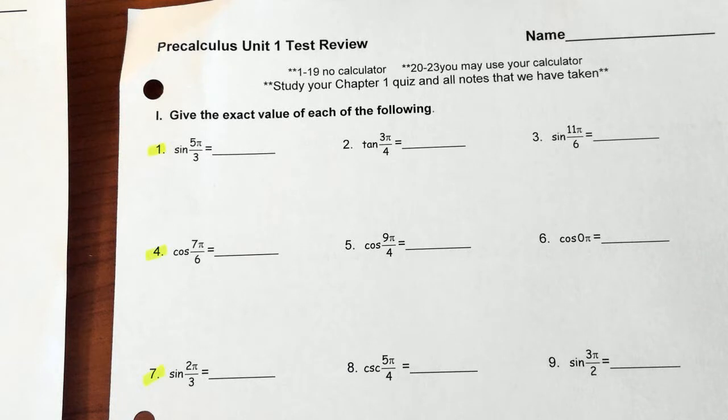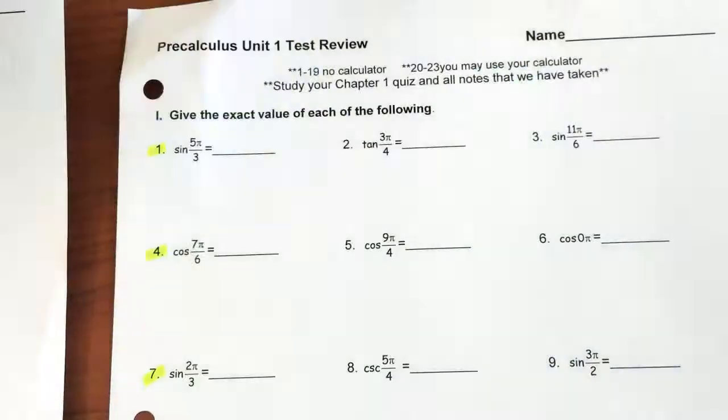Step 1, find what quadrant you're in. That tells you if you're going to be positive or negative. Step 2, find your reference angle. And then step 3, use your reference angle chart to find your exact value.